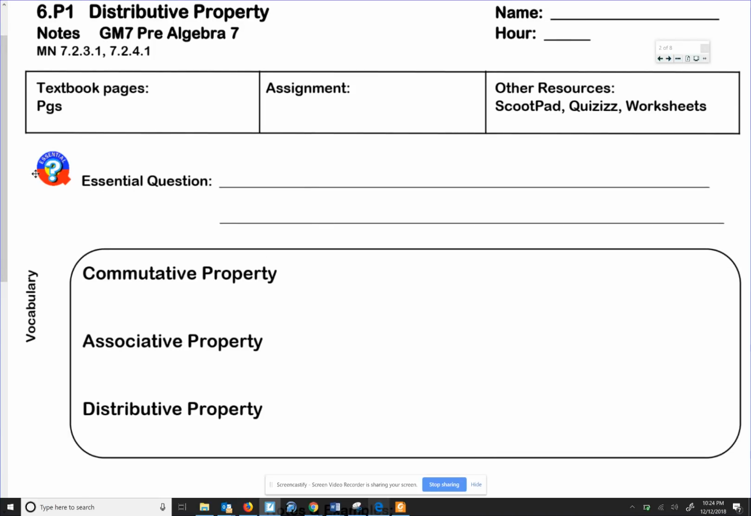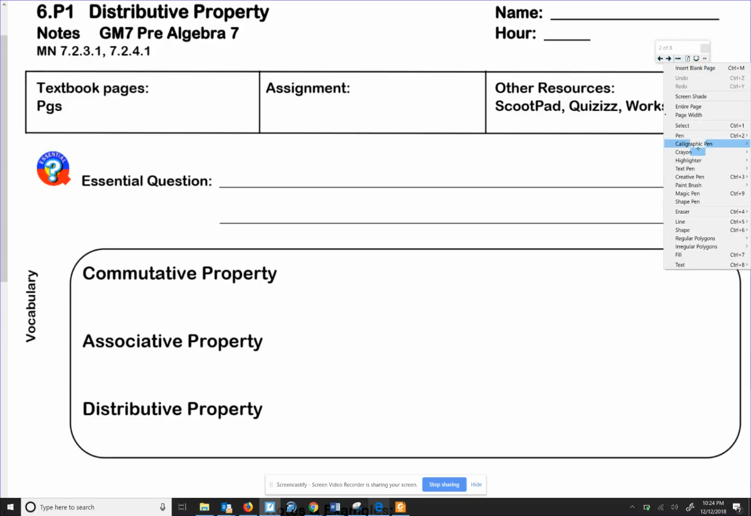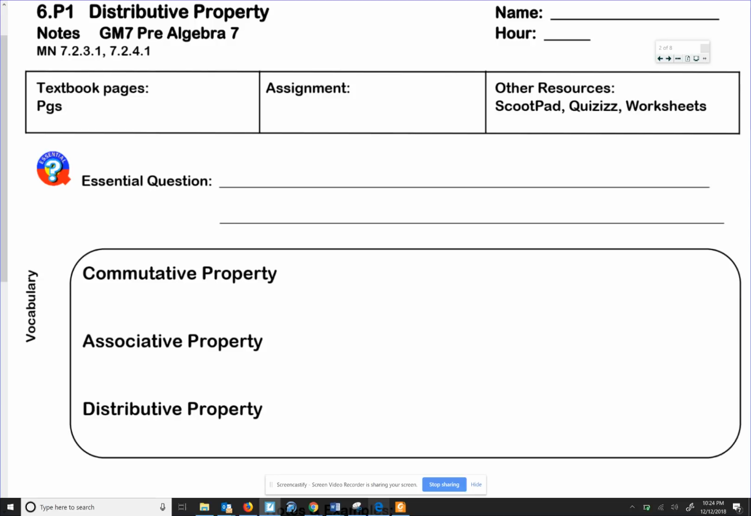Okay, and I guess for our essential question today, I'm going to turn some ink on here. Oh, I feel like blue. Okay, how can I use the distributive property to simplify expressions?